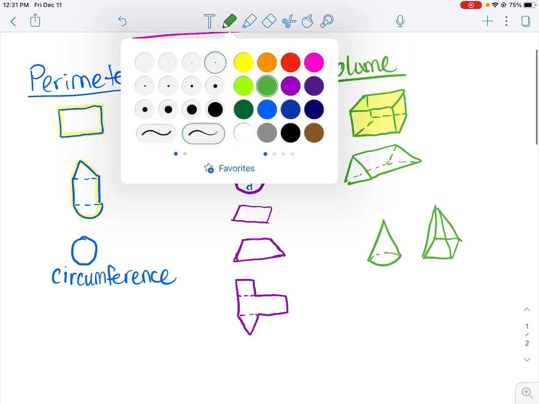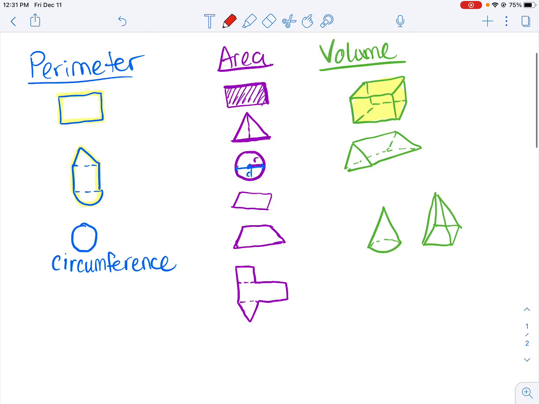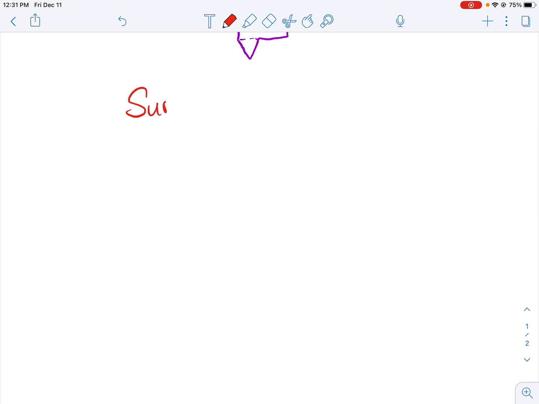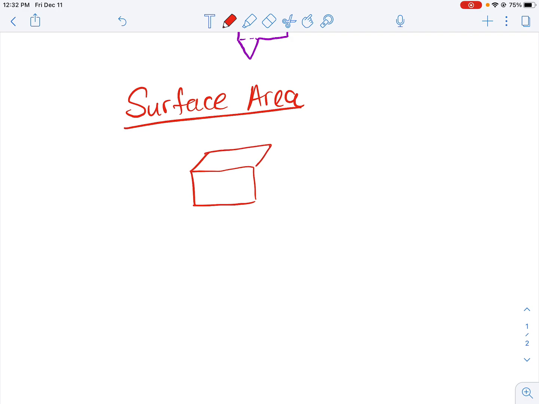And then finally, the last one that we're going to cover is called surface area. And surface area is just like area, but now we're dealing with three-dimensional shapes. So surface area is like if you had a three-dimensional shape, like say a rectangular prism.